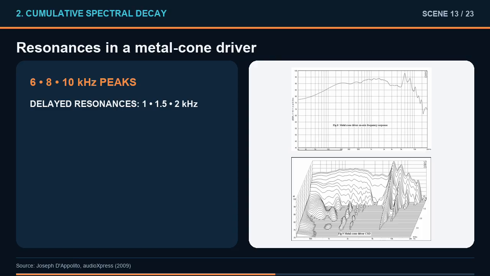This metal cone mid-bass driver provides a more detailed example. Its frequency response contains strong peaks near 6, 8, and 10 kHz. The decay plot shows ridges at those same frequencies. The 6 kHz resonance takes about 3.2 milliseconds to fall by 30 decibels. The CSD also exposes delayed resonances around 1, 1.5, and 2 kHz. Those features are not obvious in the first frequency response curve because they develop later in time.